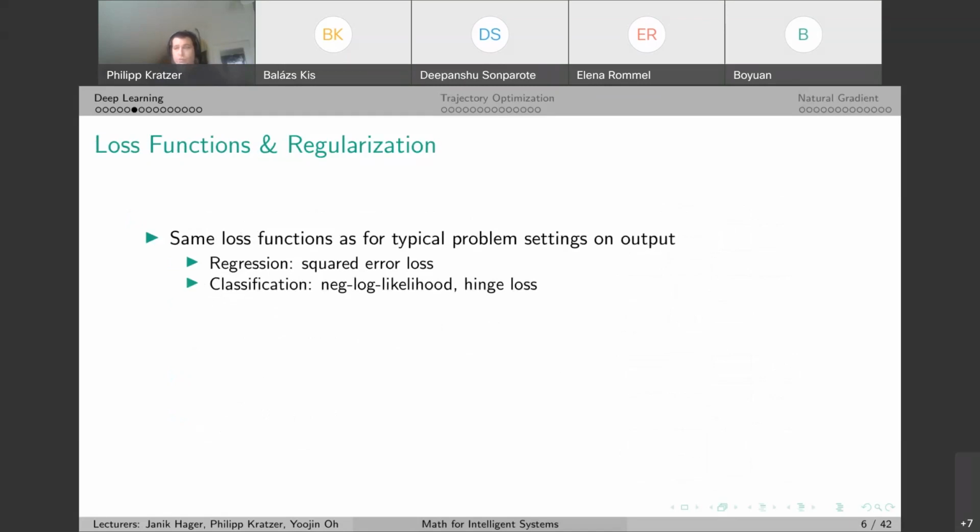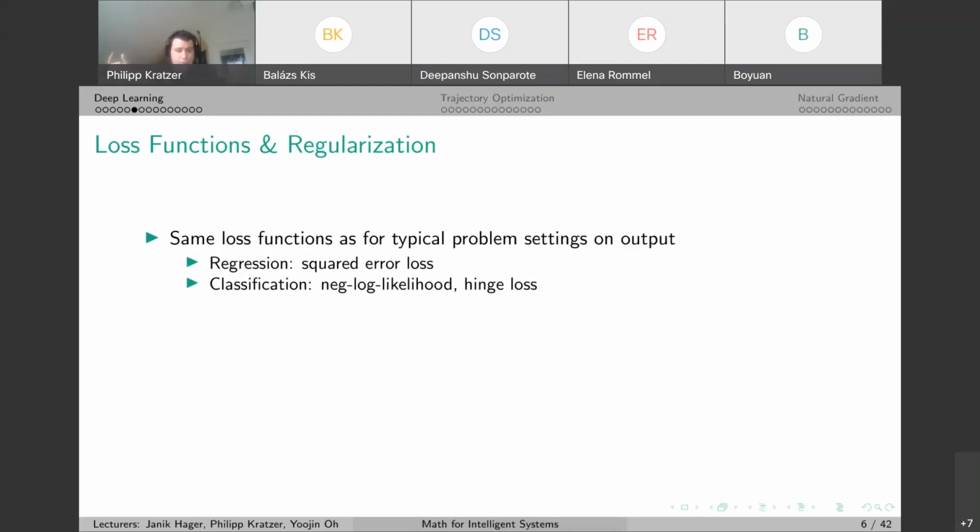Then, of course, we want to learn something, and this means we need some way of measuring the performance of the network, and this is where a loss function comes in. As I said, we have examples of data points with input-output pairs, and now what typically is done, we put the input vector in our neural network, and then in the end, we will get some function out.